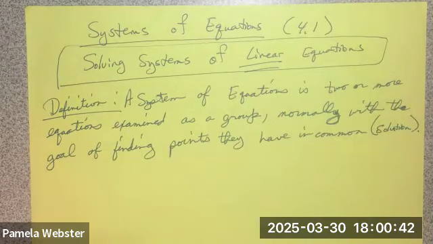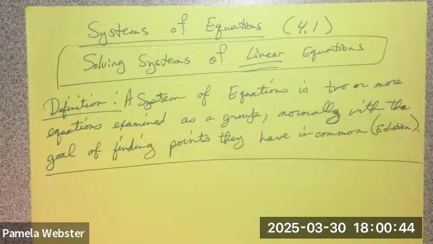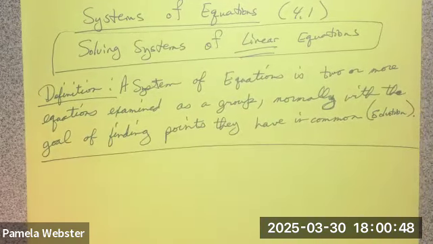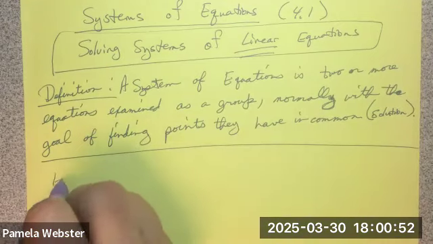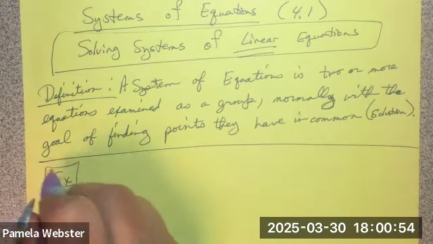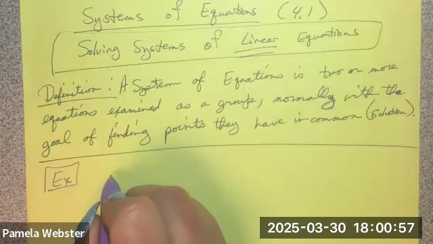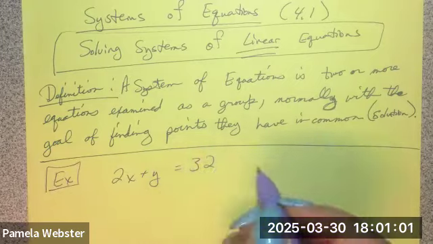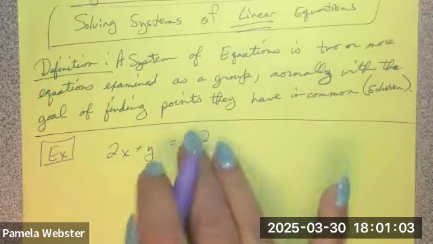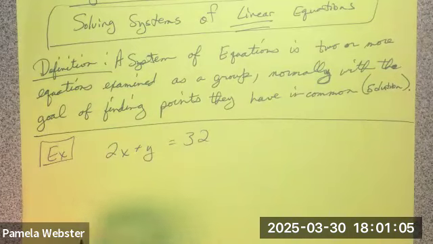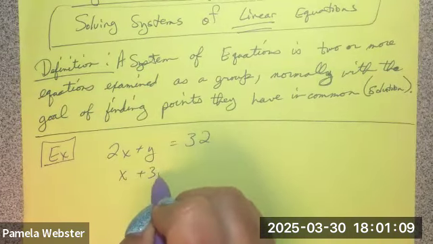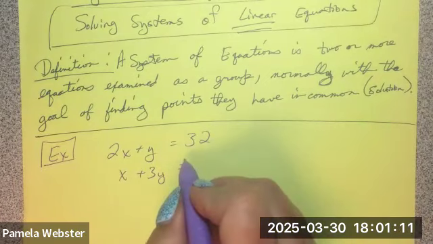You could get a little confused here, but I don't think it's going to be bad. So let's just take a look and see what's going on. For instance, let me give you a system of equations. We'll look at this example first. 2x plus y equals 32. That's one linear equation. We've dealt with those things before. And x plus 3y equals 36.